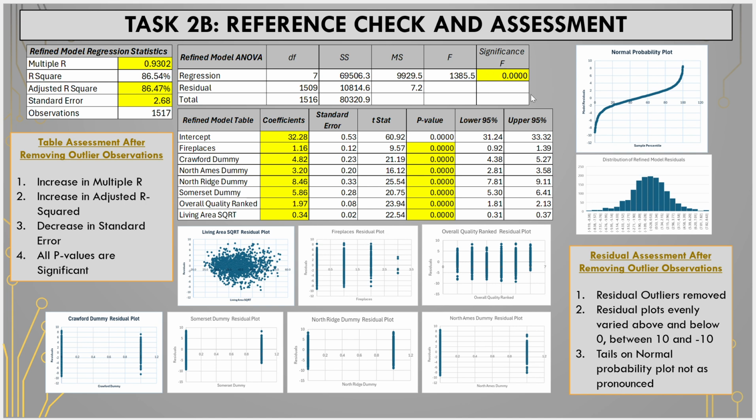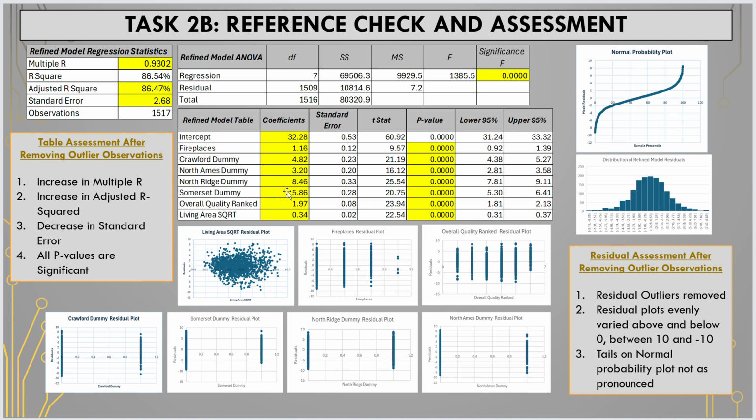We can also see that our model overall is significant, which means that at least one of these predictors is useful in predicting the sale price of a house. But when we actually look at the p-values associated with each individual predictor, we see that they're all significant. And furthermore, we should see that the signs do make sense. As we increase the fireplaces of the house, the sale price increases. As we increase the overall quality of the house, the sale price on average increases. As we increase the square footage of the house, the sale price on average increases.